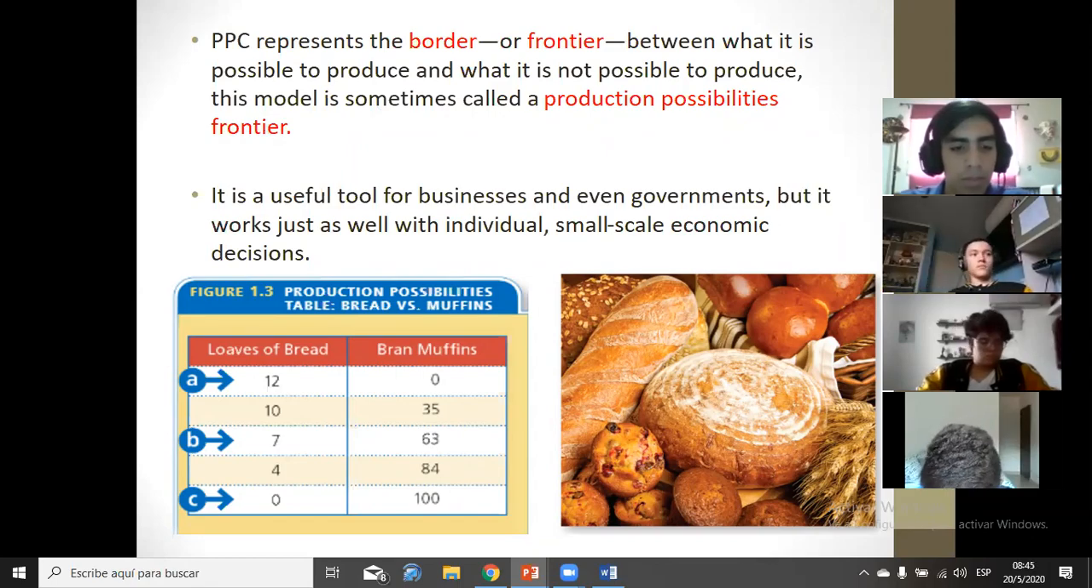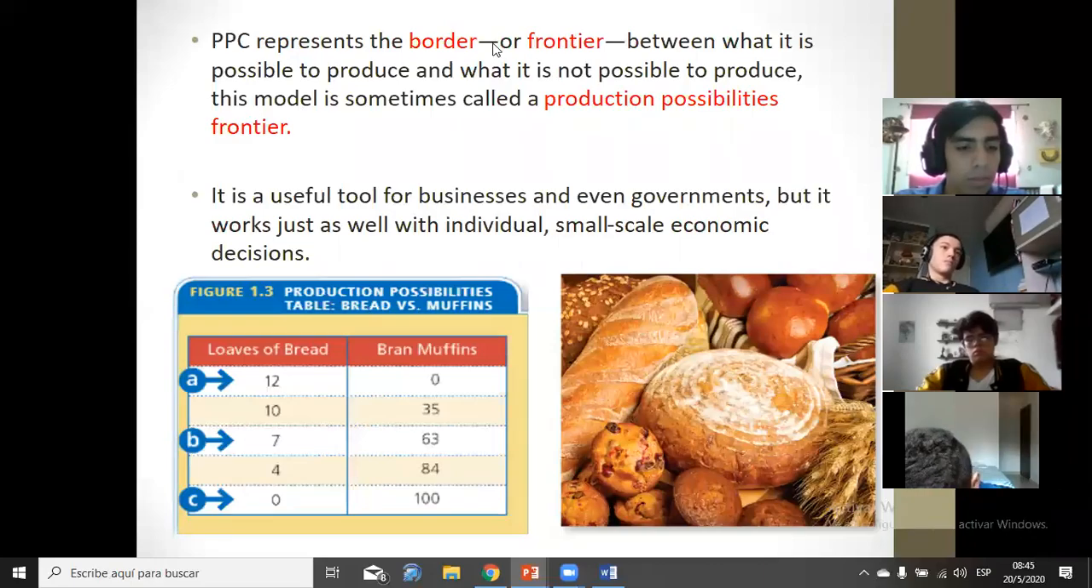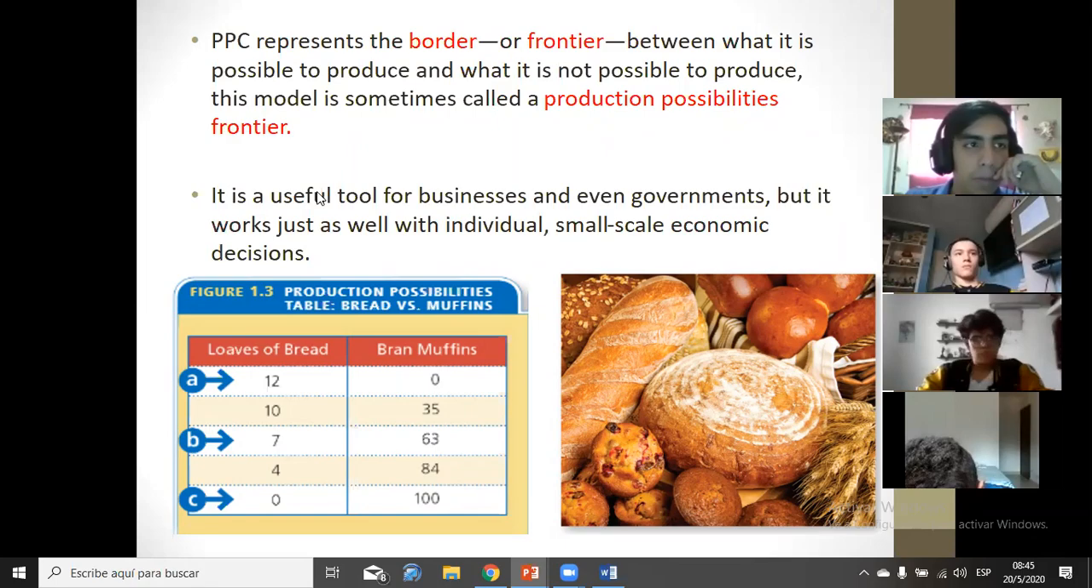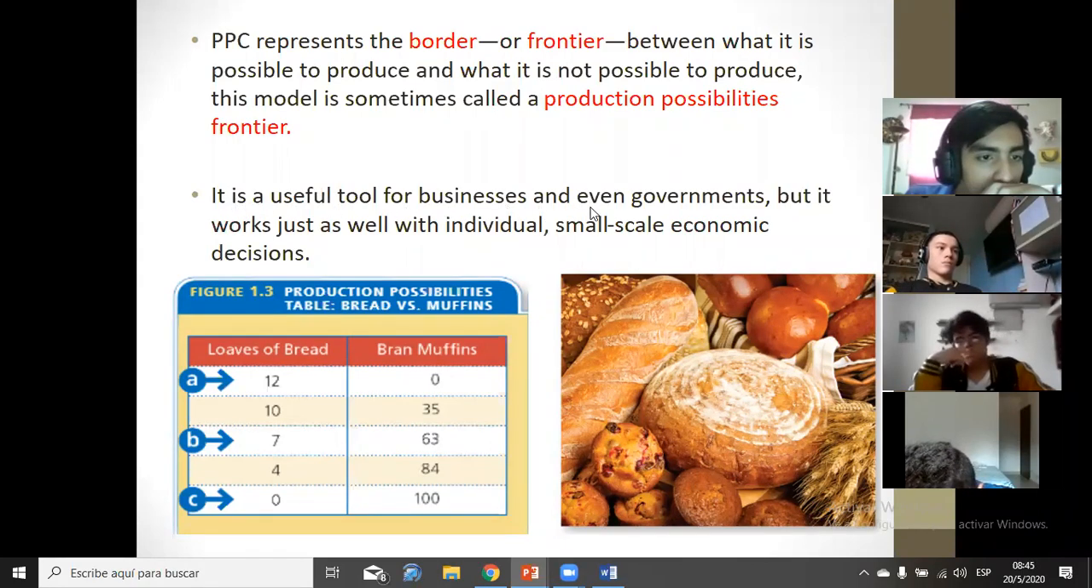So you can find it on the internet. If you go to Google, you could type production possibility frontier, or production possibility border, or production possible frontier, or curve, or production possible curve. So they have three names that represent the same thing. Now this is a tool. It's a useful tool for business and even governments, but it works just as well with an individual or small scale business in order to take decisions, okay?